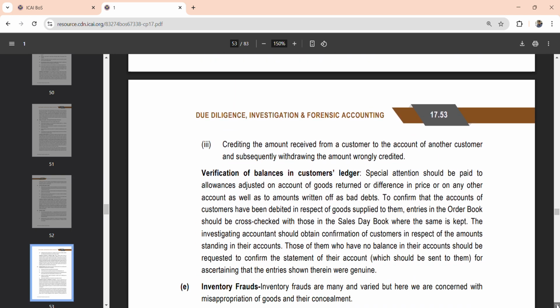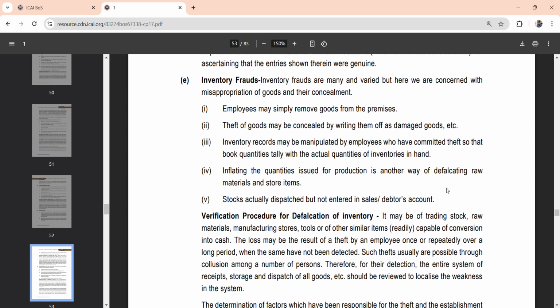What are the various ways in which inventory frauds can take place? So an employee may simply remove goods from the premises. Theft of goods may be concealed by writing them off as damaged goods, and stocks actually dispatched but not entered in the sales or debtors' account, and inventory records may be manipulated by employees who commit theft, and inflating the quantities issued for production is very important.